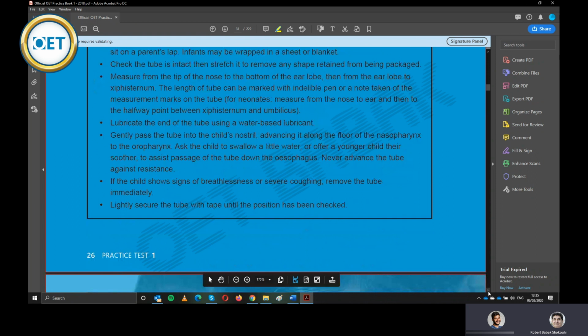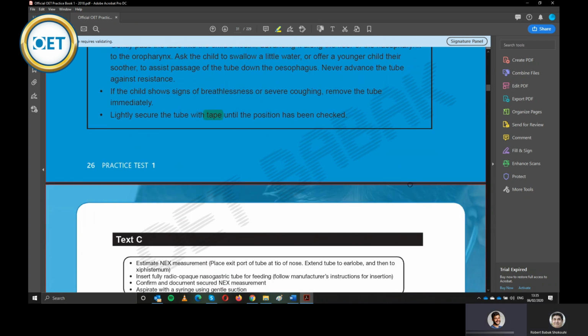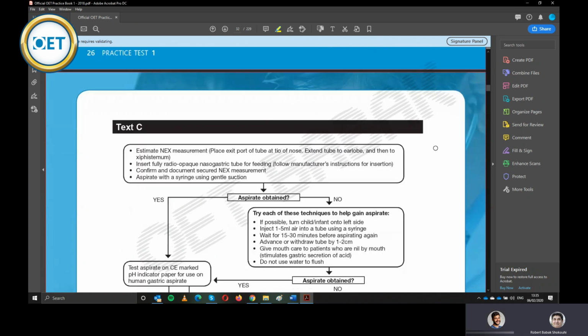Second question was: lubricate the end of the tube with a water-based lubricant. So we need to write there: water-based lubricant. Pass the tube, assist the passage, never advance. Lightly secure the tube with tape until the position has been checked. So how do we fix it temporarily? With tape.